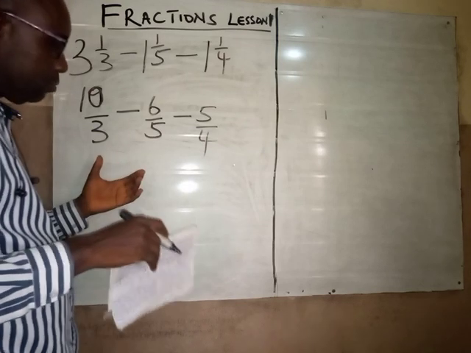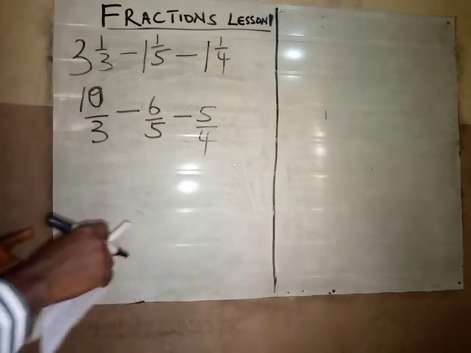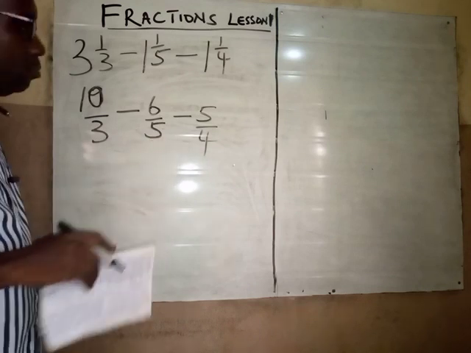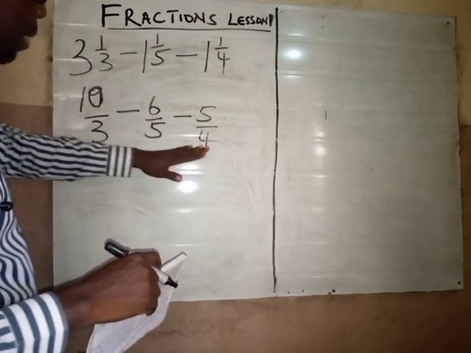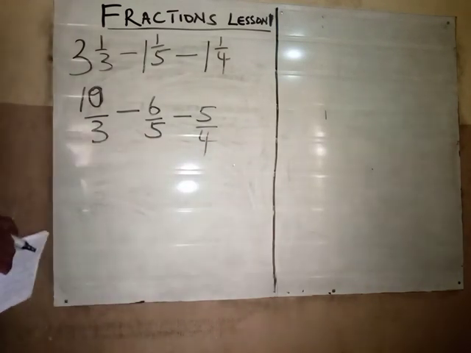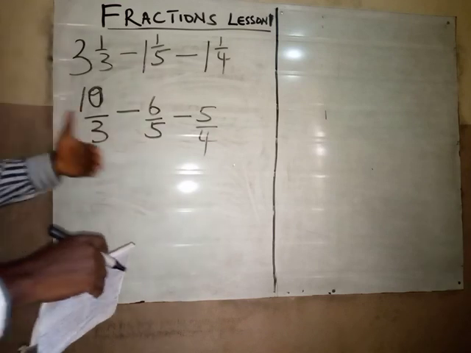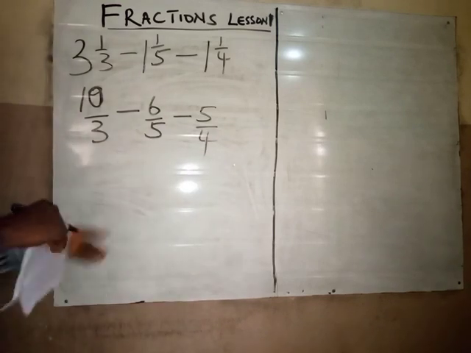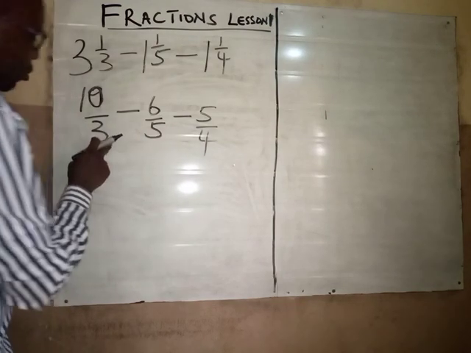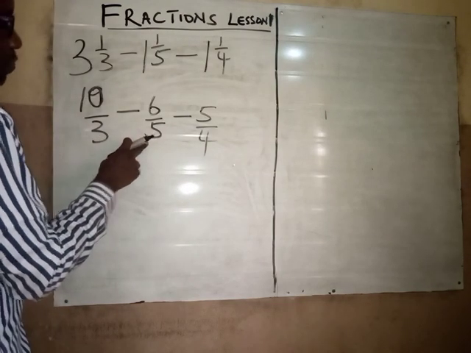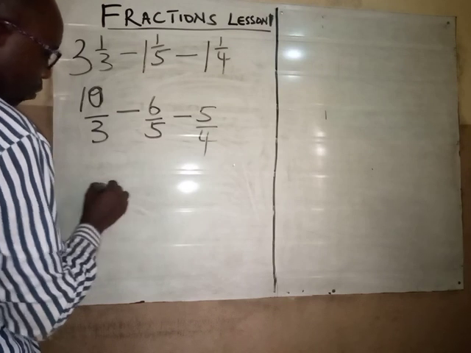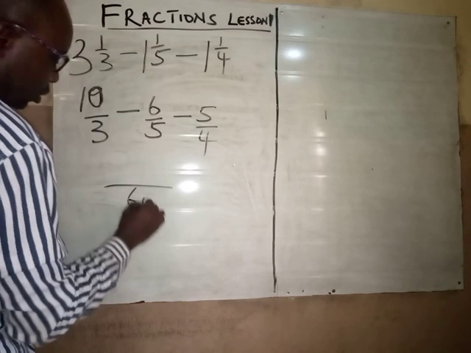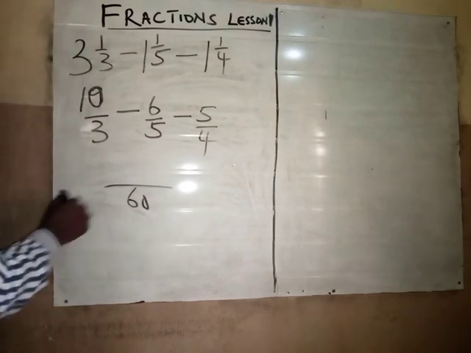Sometimes one of the simplest ways of finding the LCM of the denominators is to multiply the denominators. But sometimes you can get a factor that is divisible by the denominators here. If you multiply, 3 times 5 will give me 15, and 15 times 4 is 60. So 60 is the LCM.